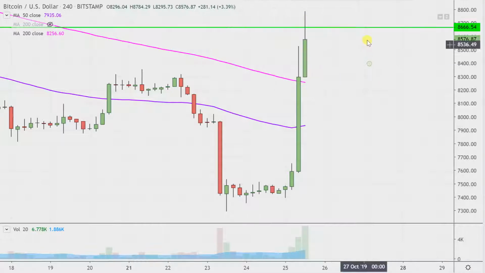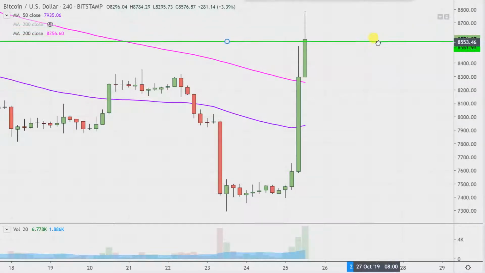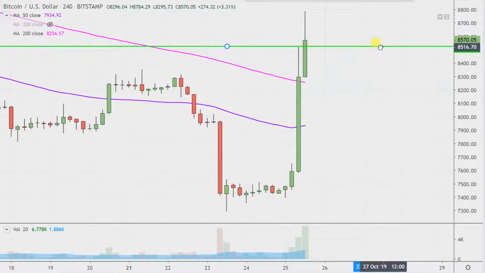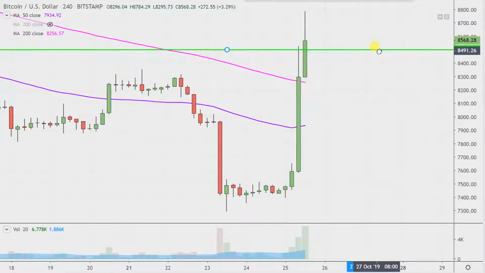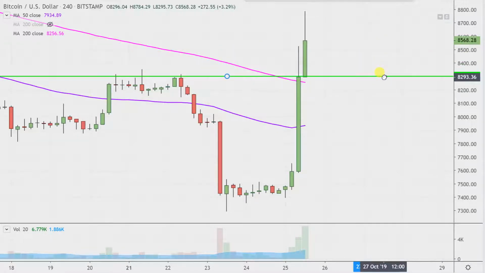But question number one to ask yourself. Let's say we were watching this Sunday afternoon. The very first question you need to ask yourself is, okay, where is the price relative to 8,300, which is represented by that green line right there.